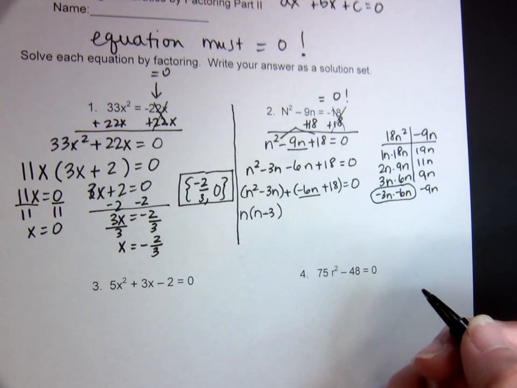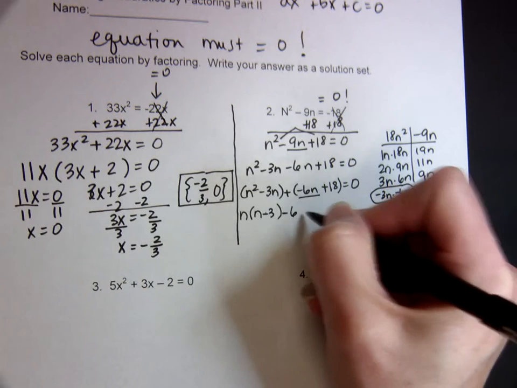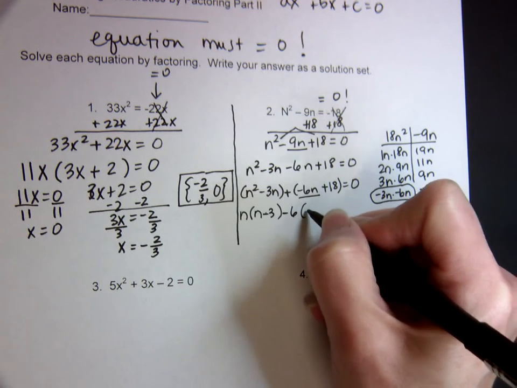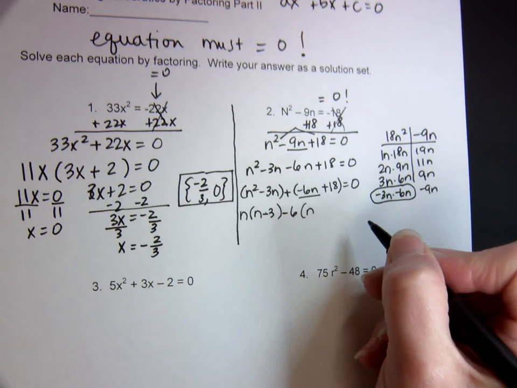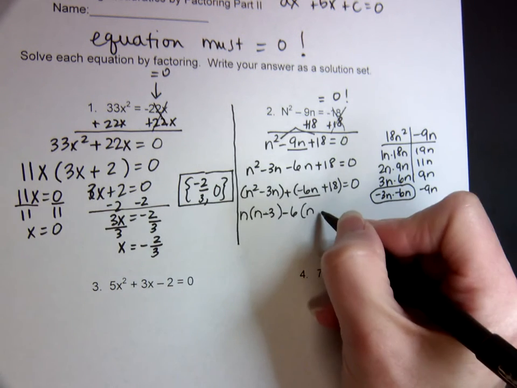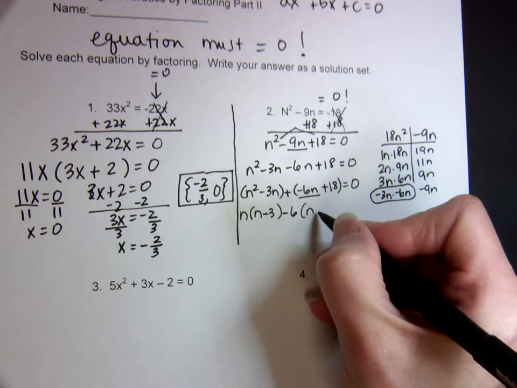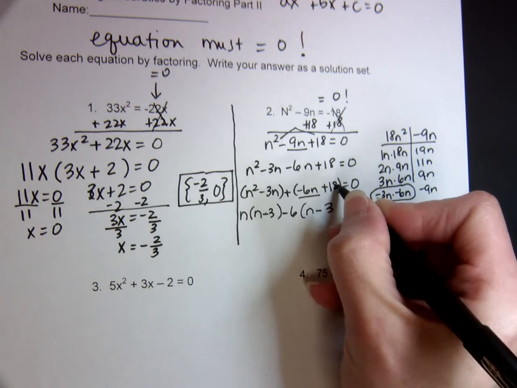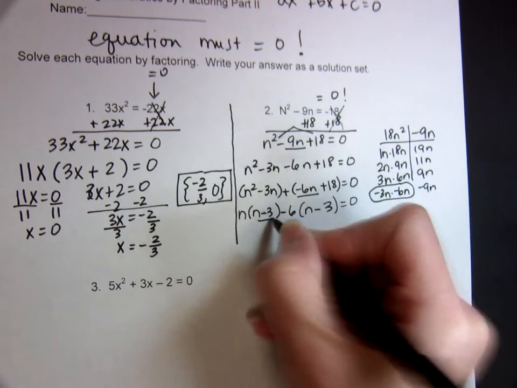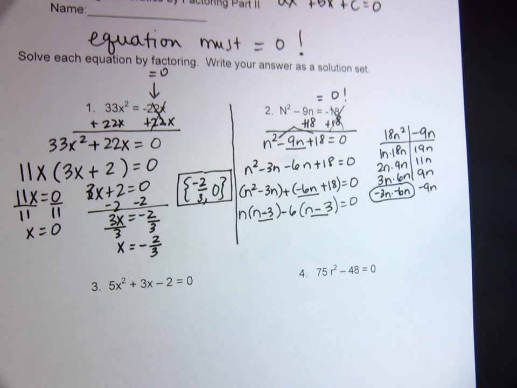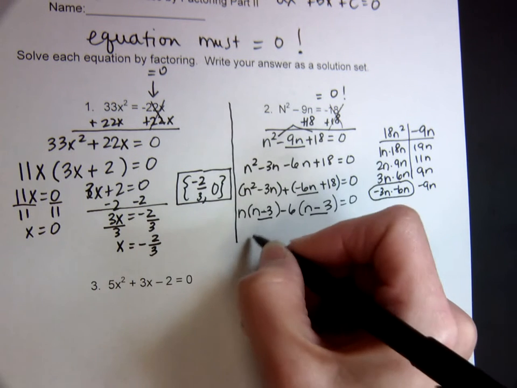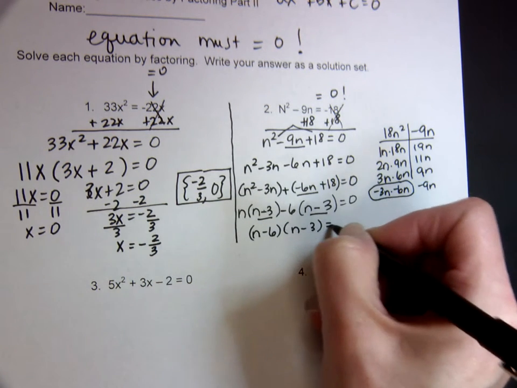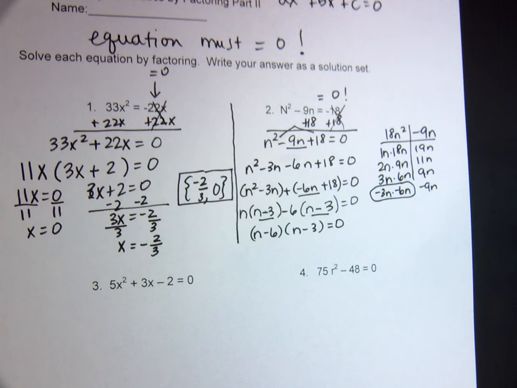Thank you. And then what's the greatest common factor of this one? Negative 3. Higher. Negative 6. Good. Remember, we want the greatest common factor. Negative 6 times what gives us negative 6n? N. And negative 6 times what gives us positive 18? Will it be a positive 3 or a negative 3? It should be negative because negative times negative will give us the positive that we need. And also the n minus 3's in the parentheses will be the same. So then we end up with n minus 6 and n minus 3, and we still have it equal to 0.